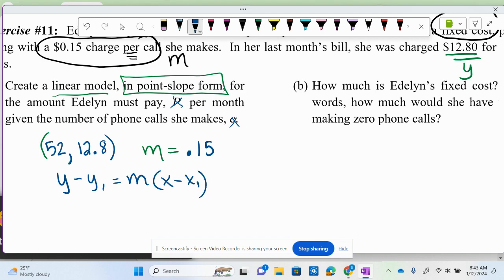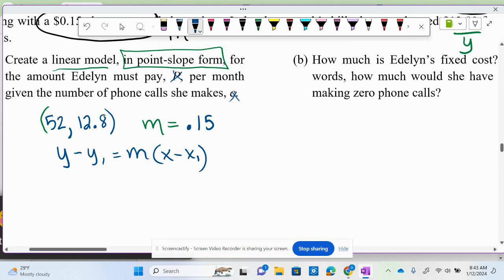Okay, perfect. Can you substitute in the variable values that you know? You want someone else to do it? Why don't you call in someone else? Who'd you pick? Matthew. You ready? Matthew, look. Do you know what the slope is? Okay. Do you know what the Y coordinate is of the ordered pair?